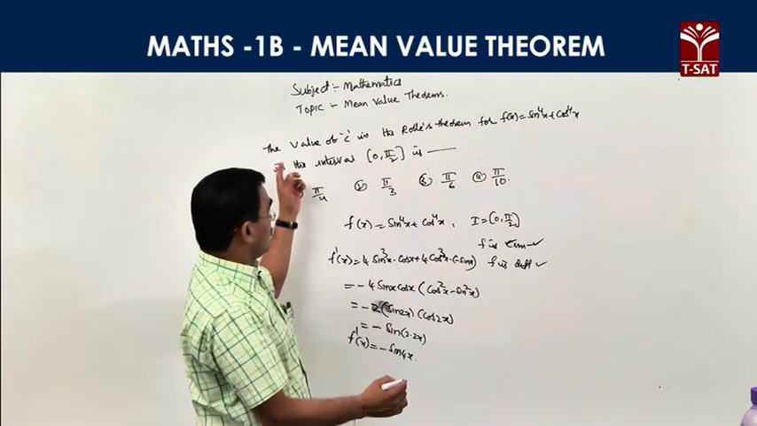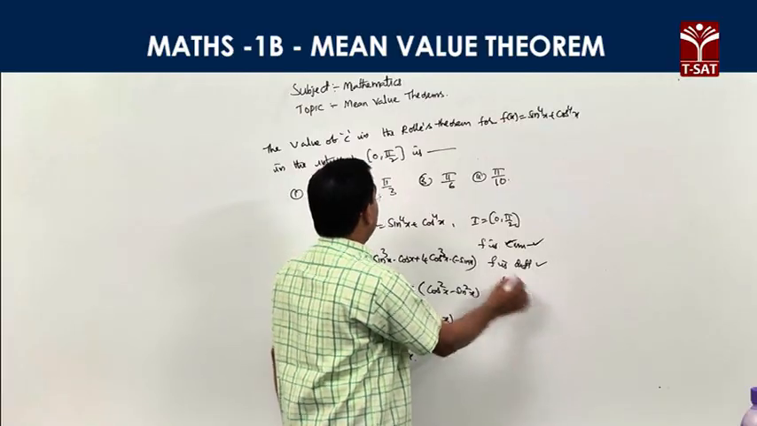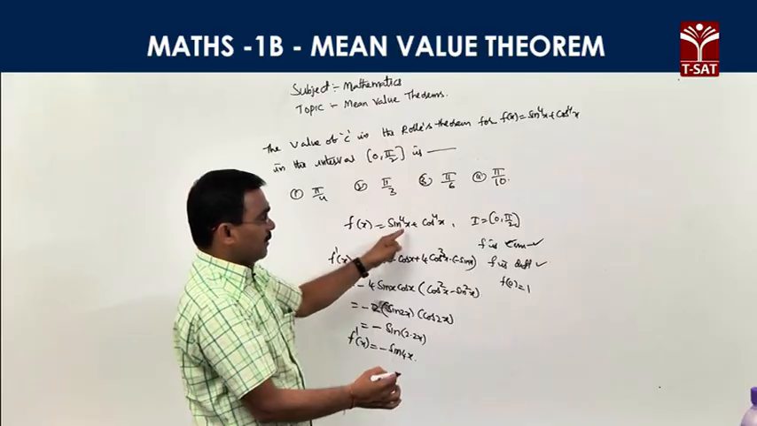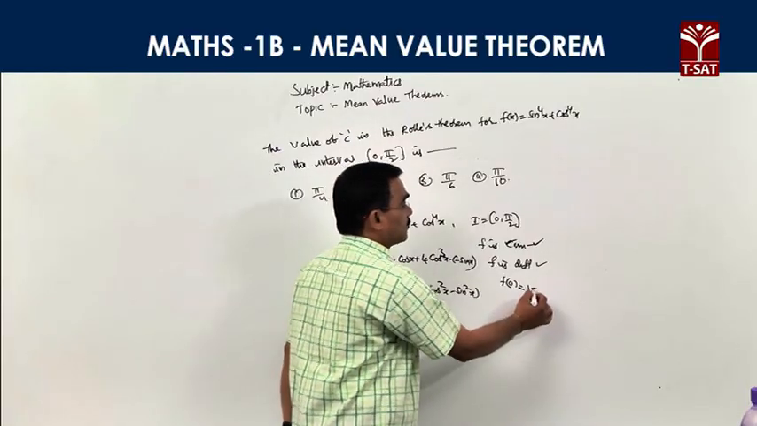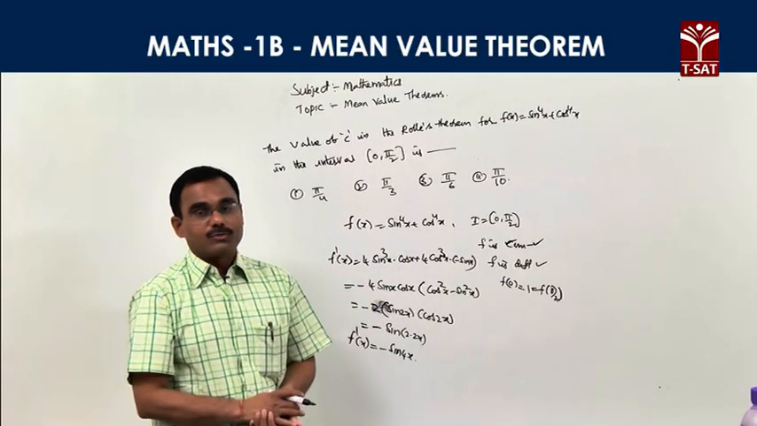And also we observe f of 0. What is the f of 0 value? f of 0 is equal to sin 0 is 0, cos 0 is 1. And f of pi by 2: sin pi by 2 is 1, cos pi by 2 is 0. The values of f of 0 and f of pi by 2 are equal. So all conditions of Rolle's theorem are satisfied.